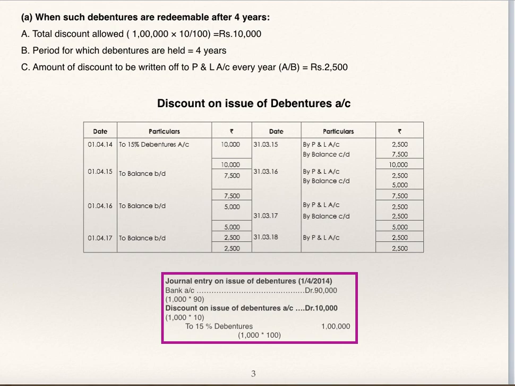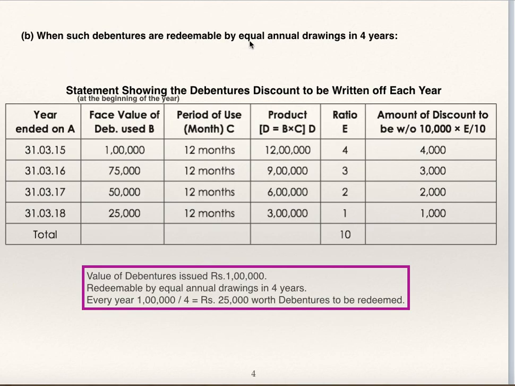Now we'll see the second option, when such debentures are redeemable by equal annual drawings in 4 years. Equal annual drawings in 4 years means every year an equal amount of debentures gets redeemed. Value of debentures issued is 1 lakh. 1 lakh divided by 4 is equal to 25,000 worth debentures to be redeemed every year. At the end of first year, 25,000 debentures will get redeemed.